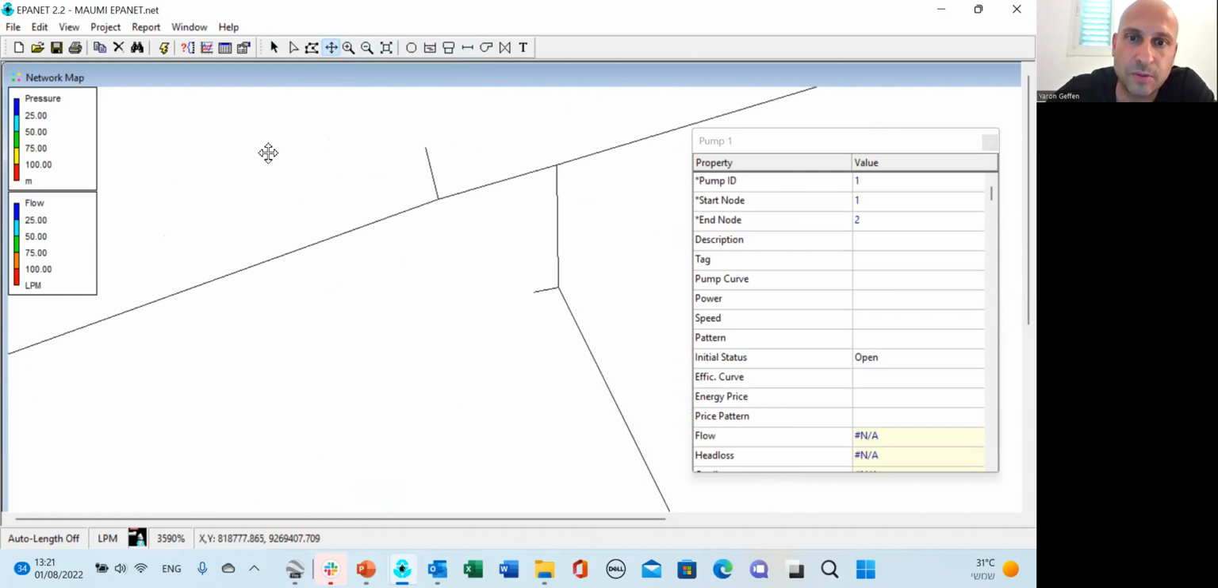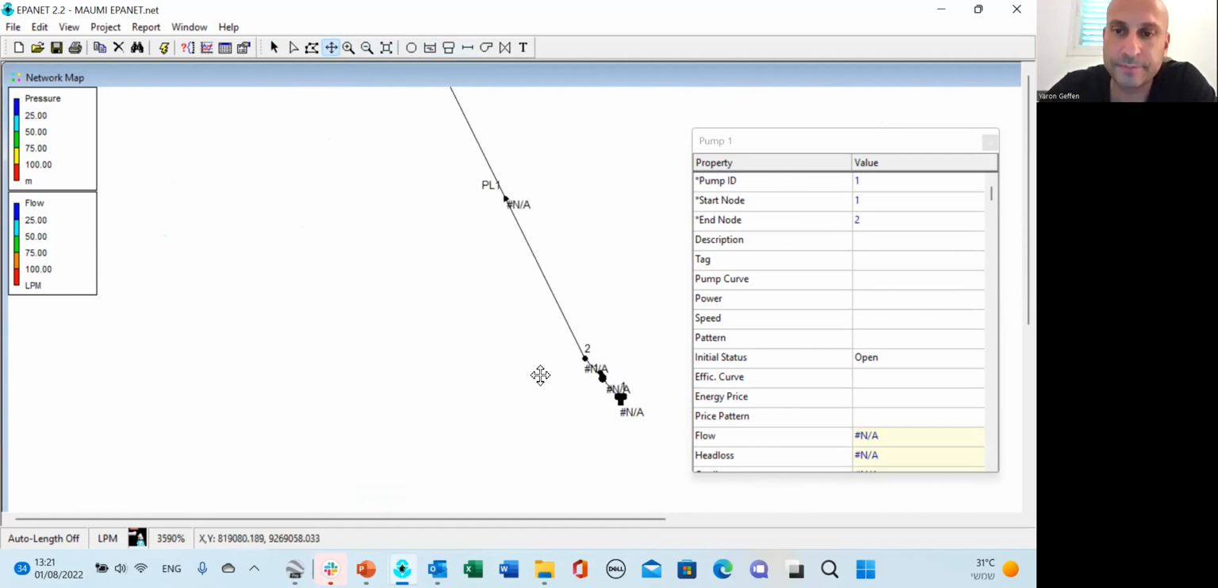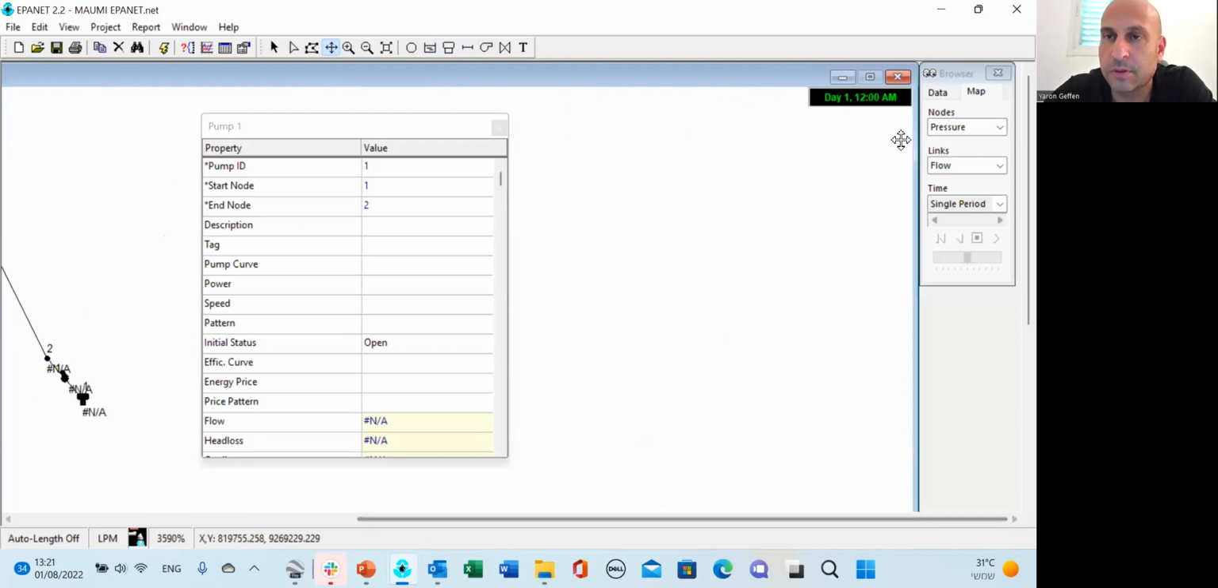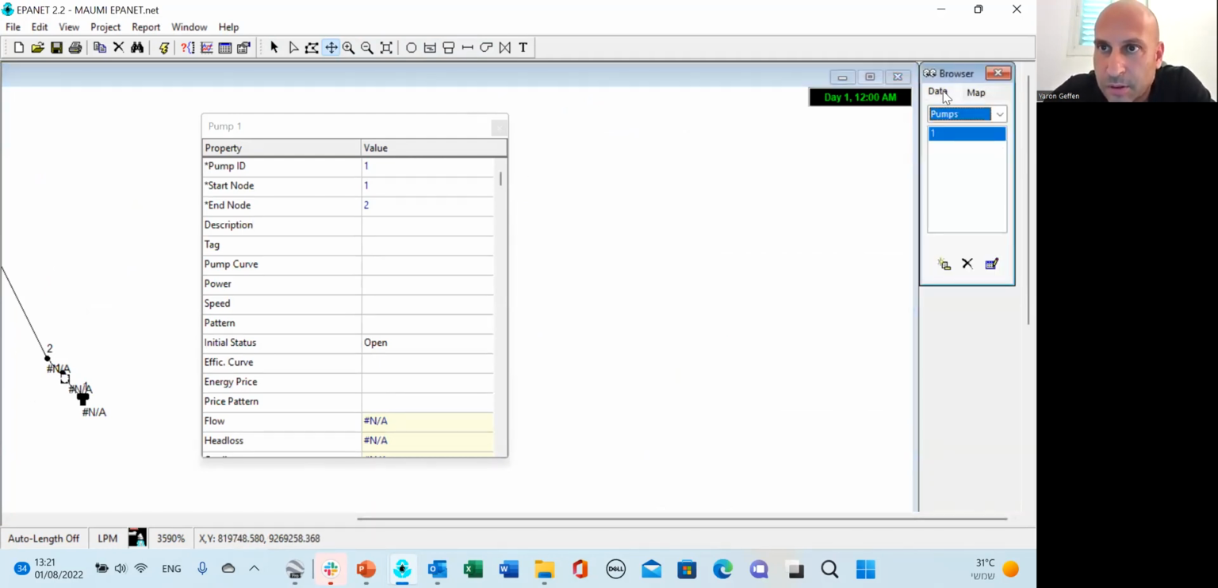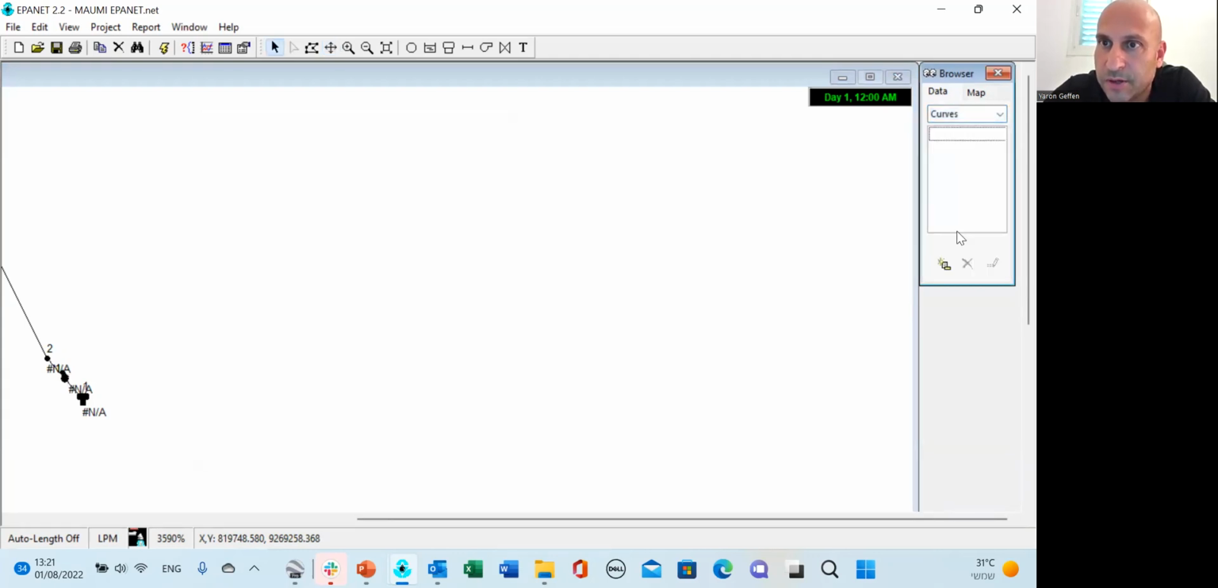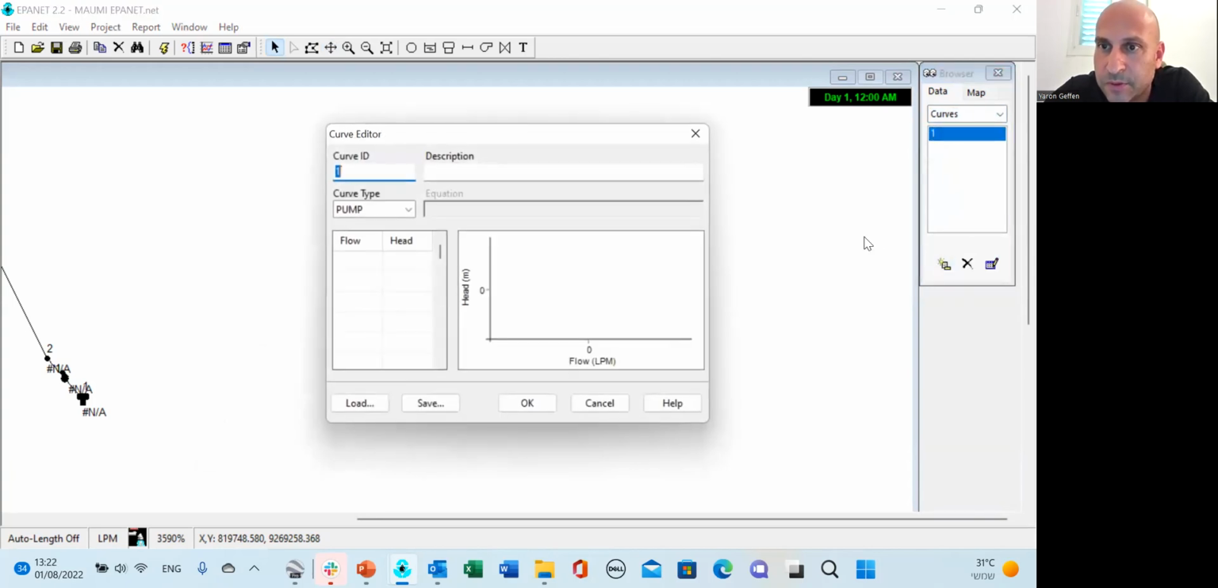Okay, let's go back to the pump. So here in the data browser, I go to curves. I have to define the pump curve and I click here on add. So I'm adding a pump curve. And in the pump curve, I will define the working point of the pump. So the flow will be 80 because we want the pump to supply 80 liters per minute.